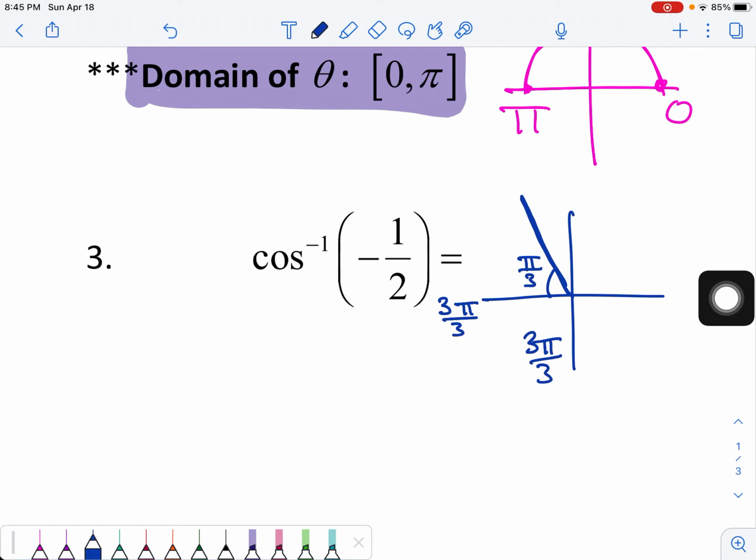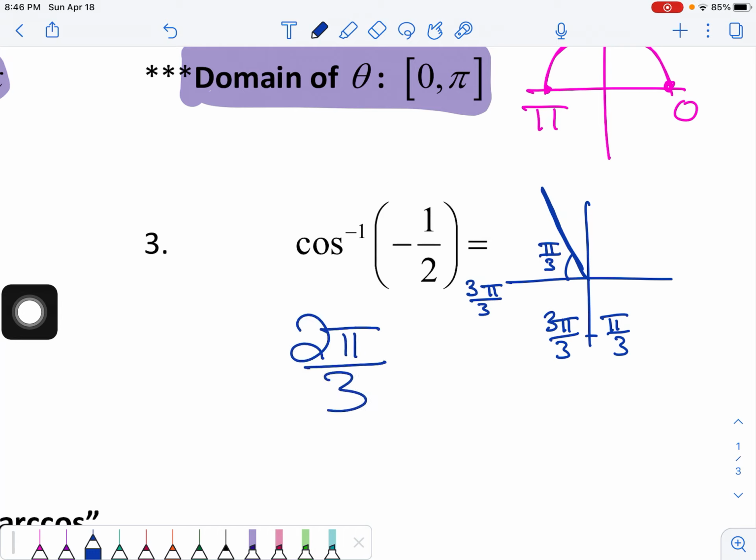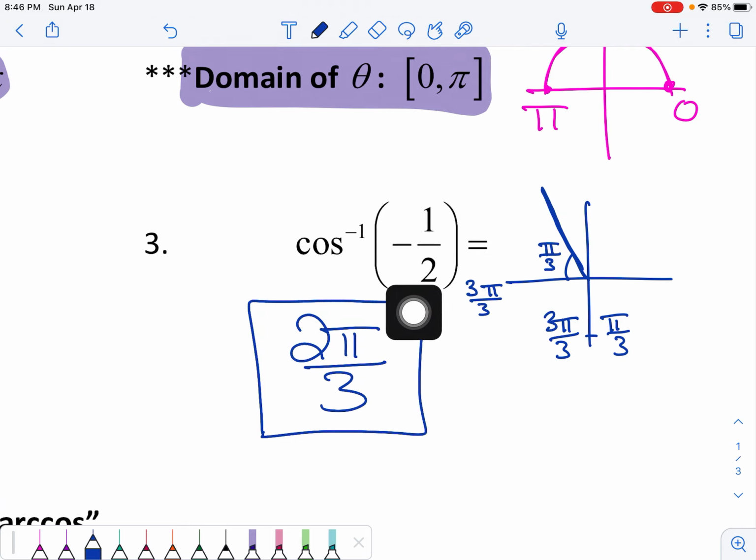So I'm going to take 3 pi over 3 and subtract pi over 3, which means my value here for problem number 3, the inverse cosine of negative 1/2, is 2 pi over 3. So if your cosine value, if this argument is negative, you have to put yourself in the second quadrant. If you are positive, then you are probably somewhere in the first quadrant. The only times that might be a little bit weird is if you're on the x or y axis themselves.